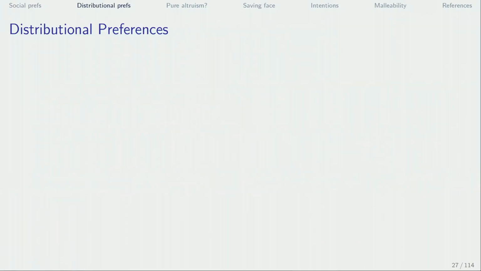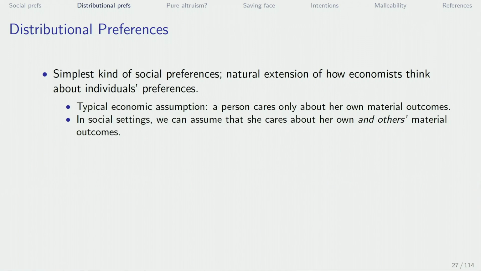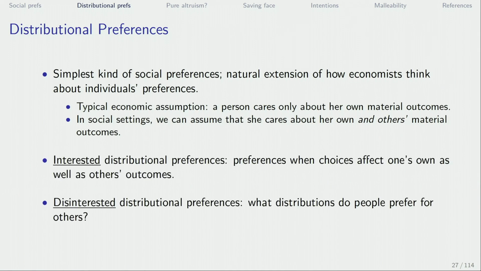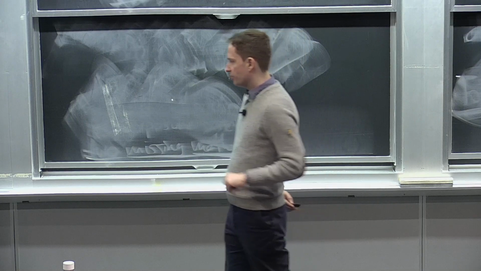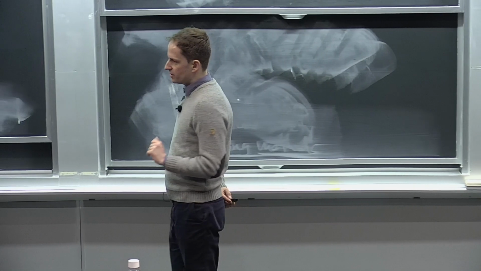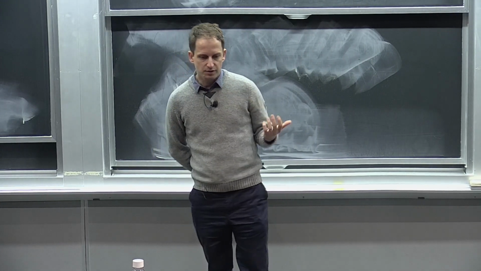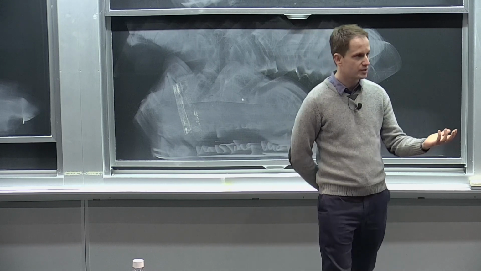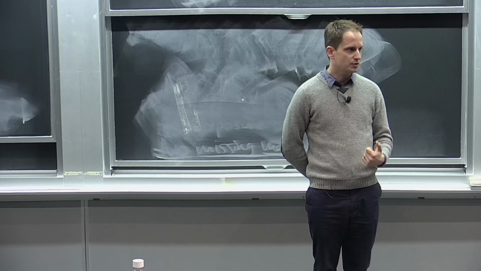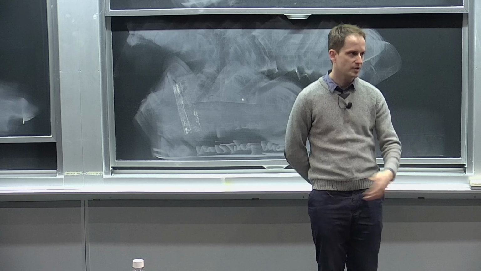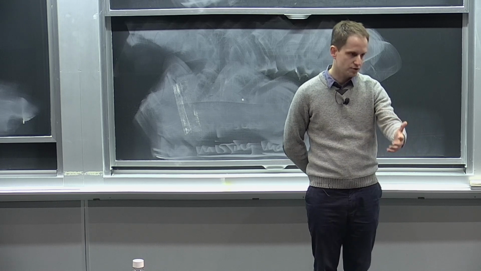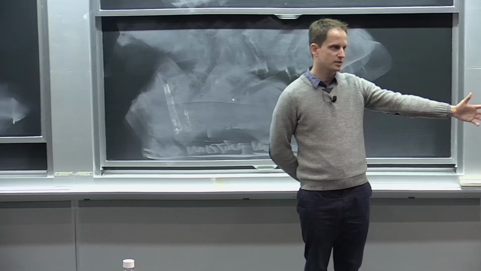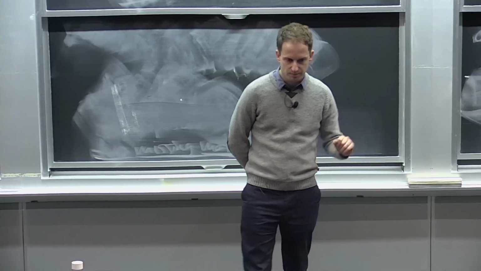So let's start with distributional preferences. This is, again, the simplest kind of social preferences. This is very much a natural extension of how economists think about the world, going back to Gary Becker, I think in the 60s. Instead of a utility function that just has my own consumption as an argument, I have a utility function that has my own utility, how much I get, plus how much the other person gets, and a weight on that other person.